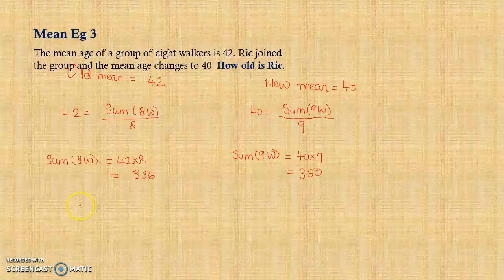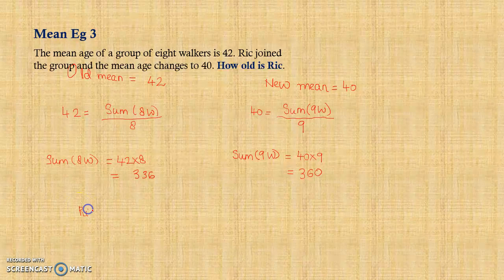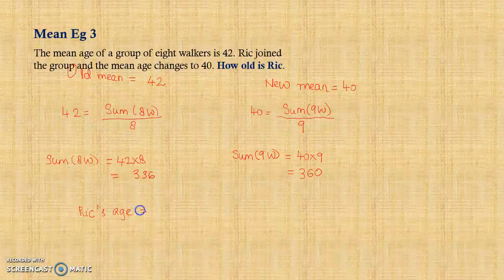Now I know obviously Rick's age will lie in the sum of the 9 walkers. So Rick's age will actually be 360 minus 336, which is equal to 24. So that brings me to the final answer that Rick's age is 24.